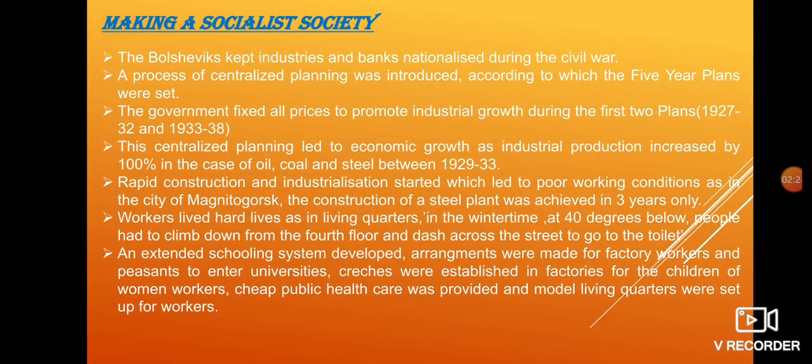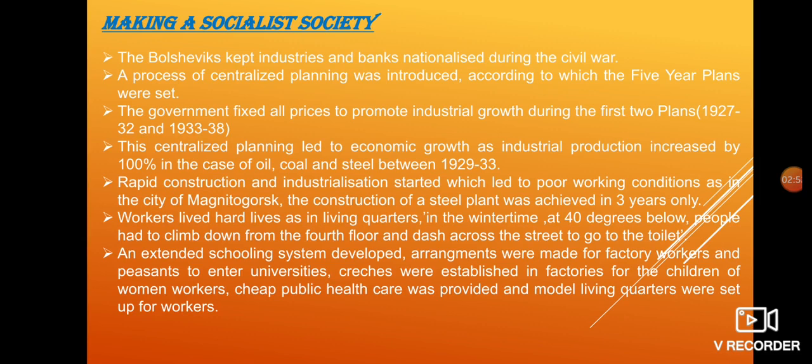Let us start with a new topic, making a socialist society. During the Civil War, the Bolsheviks kept industries and banks nationalized. They permitted peasants to cultivate the land that had been socialized. Bolsheviks used confiscated land to demonstrate what collective work could be.